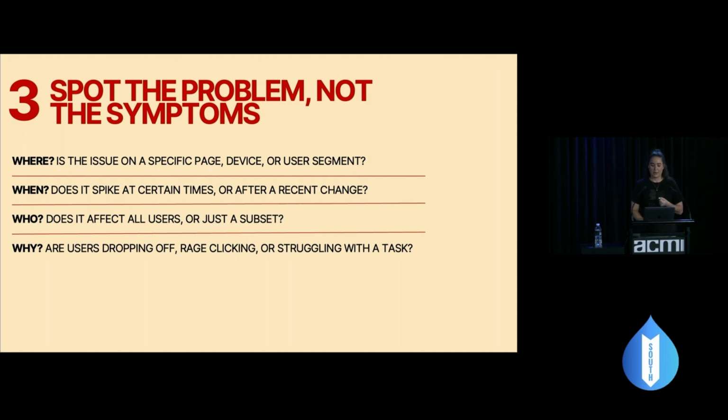And why is it happening? Are they dropping off? Are they rage clicking, or are they struggling with a specific action? For example, if mobile users drop off during checkout, you can check if the button might be hard to tap. Or returning users might ignore a feature. Maybe it's only helpful if you're a new user and it's not helpful if you're a returning user. So don't just look at the surface, have a look at backtracking the issue, what the cause could be, and fix that as opposed to just treating the symptoms.